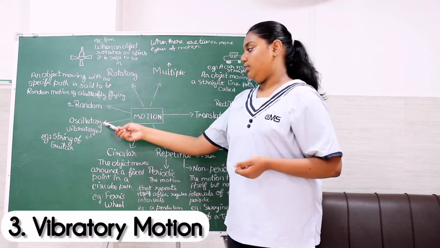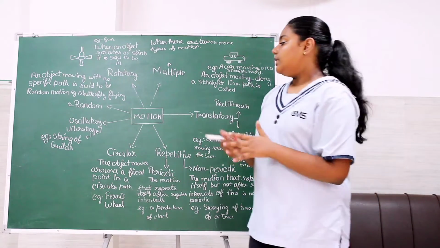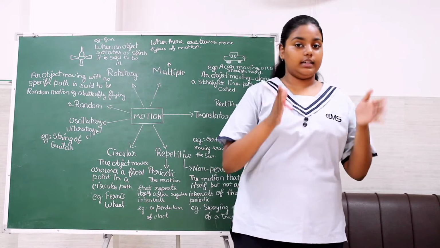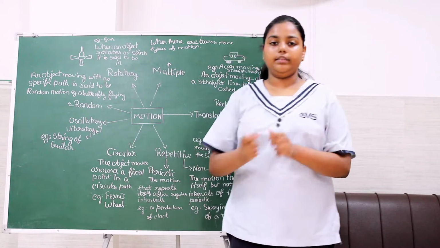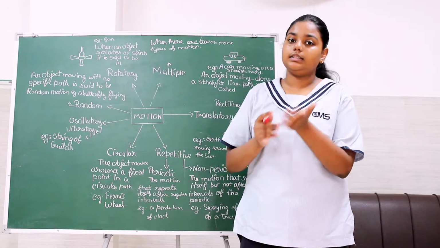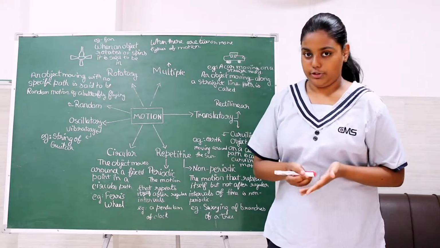Then comes oscillatory motion. Oscillatory motion consists of vibratory motion. From the word vibratory, we can understand it is related to vibration. The example is the string of a guitar. If you pull the string of a guitar, you will see there is a vibration. And that's why it is called vibratory motion.